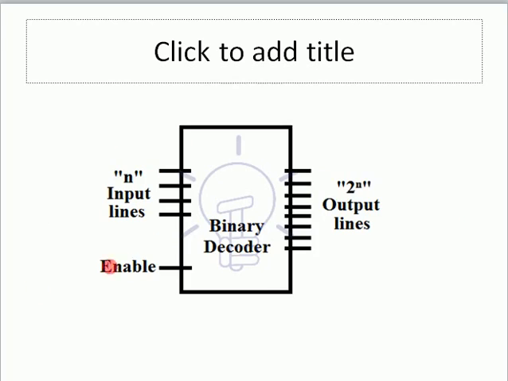Here we have a binary decoder in which, on the input side, we have n input lines, and on the output side we have 2 raised to the power n output lines, and here is also an enable input. We will see whether we have to make it active high or active low.